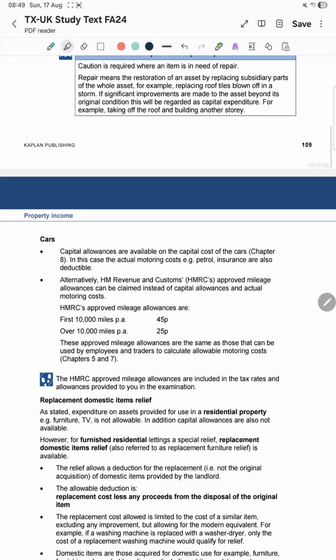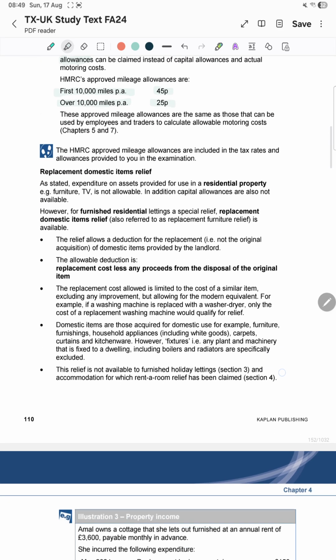Next, for cars, what we did was either it is capital allowance, capital allowances are available on the capital cost of the cars, which we will discuss later, or alternatively, HMRC has provided approved mileage allowances. What are the approved mileage allowances? First 10,000 miles, 45p, over 10,000 miles, it's 25p. Then, next is replacement of domestic items relief. Any assets which are provided in the residential property, the actual cost of those are not allowed, but if you're replacing those domestic items, then you can get a certain relief.